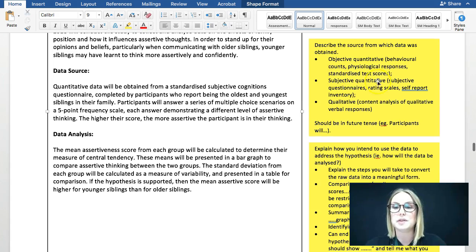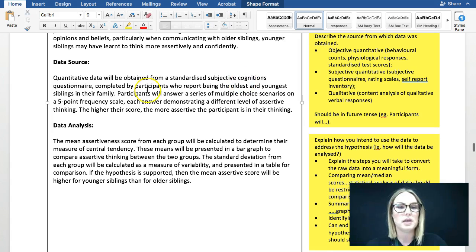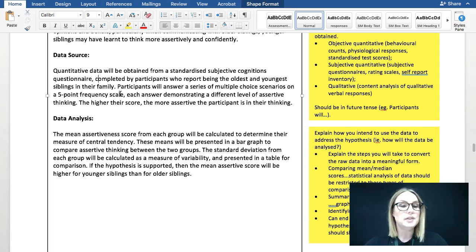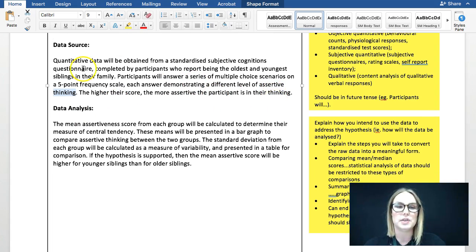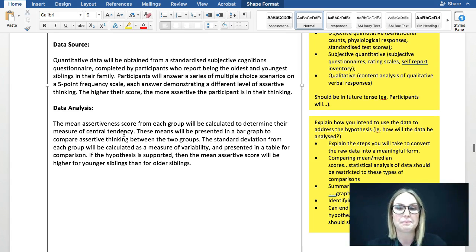Okay, I've also got some prompts here for you about what kind of data you're collecting. Now I've got here, participants will answer a series of multiple choice scenarios on a 5-point frequency scale, each answer demonstrating a different level of assertive thinking. Again, that's really important, it's assertive thinking. The higher their score, the more assertive the participant is in their thinking. Right, so again, future tense, really concise. There's no words that could be taken out. It's really concise, to the point and clear.